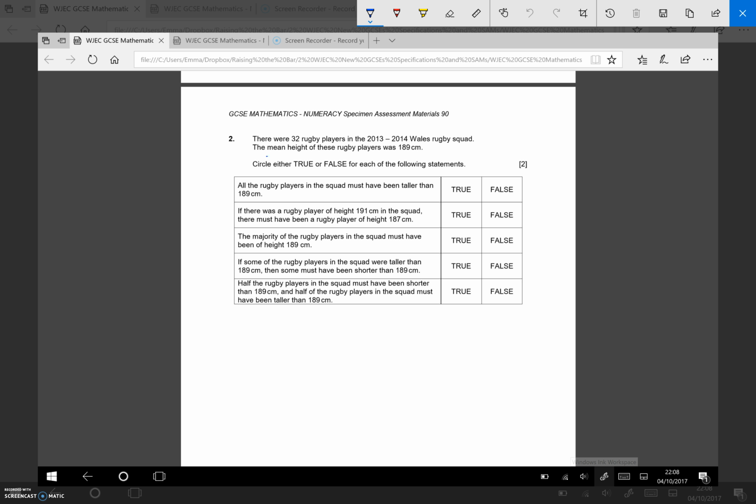Now, this is the key word here, the mean. Because what it's saying is, if we added up the height of all 32 players, so 32 values, and divided by 32, the answer would be 189 centimetres. So you've got to decide whether these statements are true or false. It's just checking your understanding.